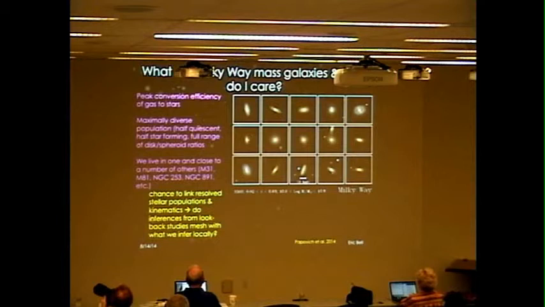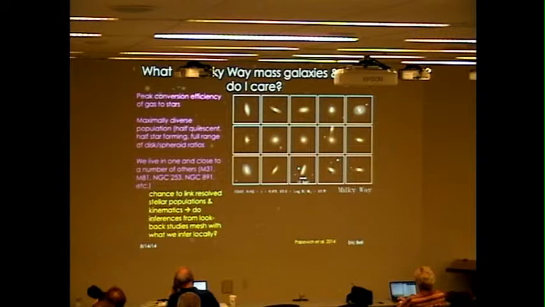So I wanted to start by attempting to motivate what Milky Way mass galaxies are, and then why I care. This is a picture from Sloan, a set of postage stamps from Casey Papovich's paper that he just submitted, of galaxies at the Milky Way mass scale. So around 5, 6 × 10^10 solar masses, in the local universe. And one can see there's a great diversity.